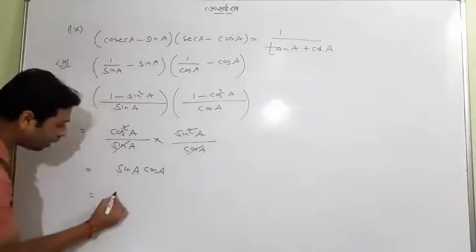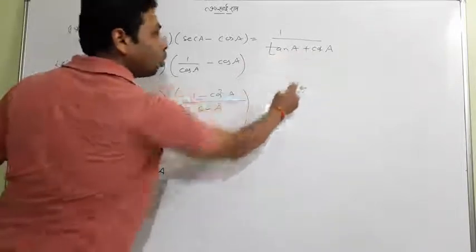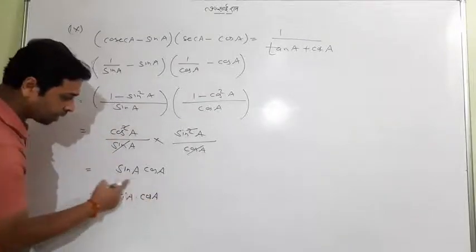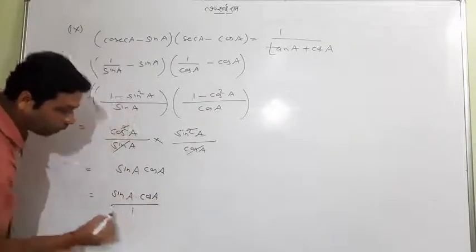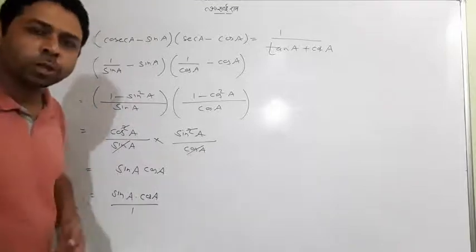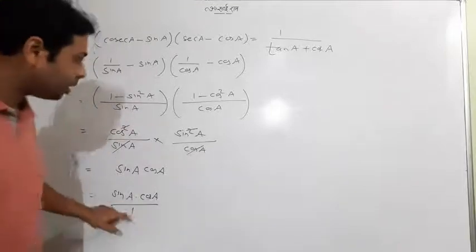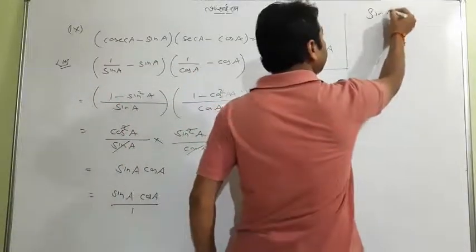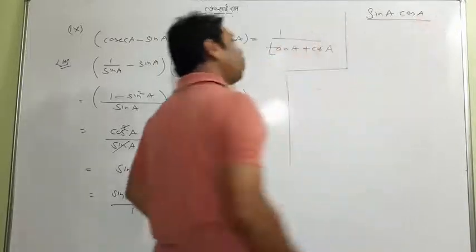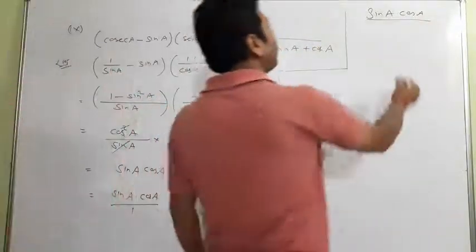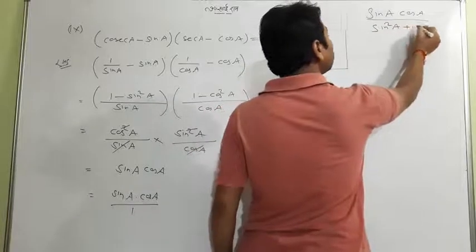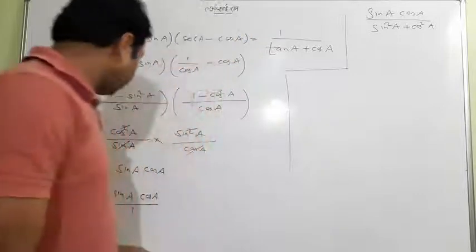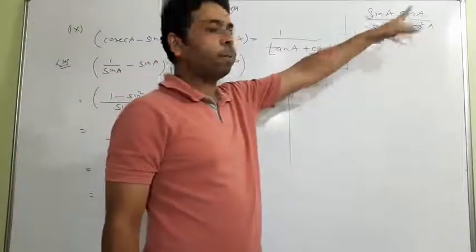So further, I will show how I create tan and cot. That is what I am telling you. Look at the very interesting part. This is sin A cos A upon 1, because you know that in the denominator 1 is always present. So instead of 1, I am writing sin square A plus cos square A, because sin square A plus cos square A is always 1.